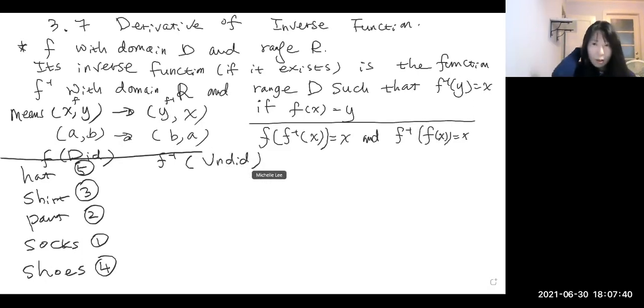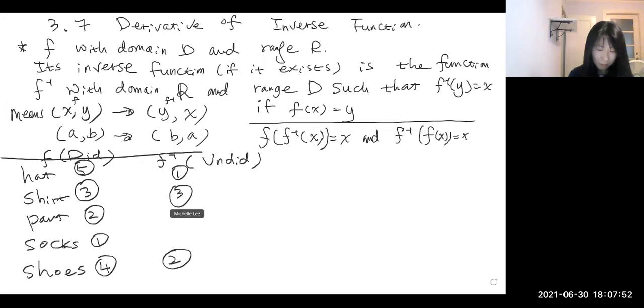So hat, then shoes, then shirt, then pants, then socks. Okay, so I'm teaching this way. So for undid, what will you do? What you did, in reverse.